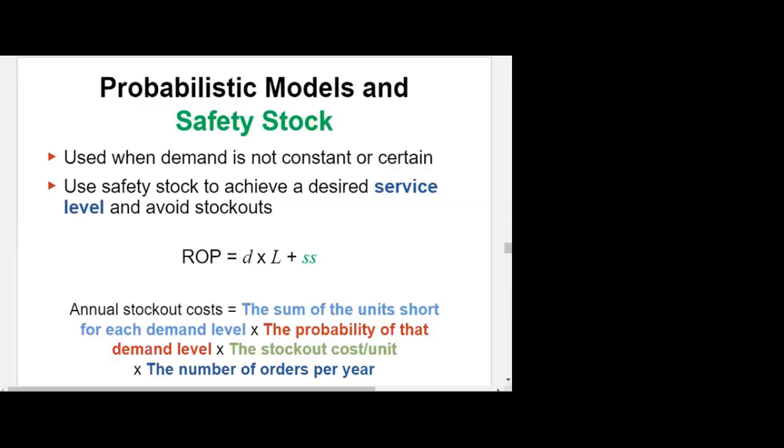We use historical data to predict and to use the probability of how much demand there is going to be for us daily, annually, weekly or monthly. So it is used when demand is not constant or certain. Use safety stock to achieve the desired service level and avoid stock out.